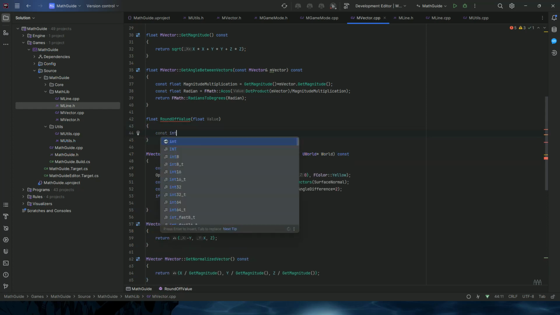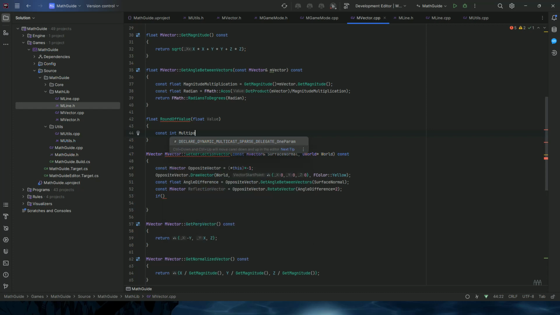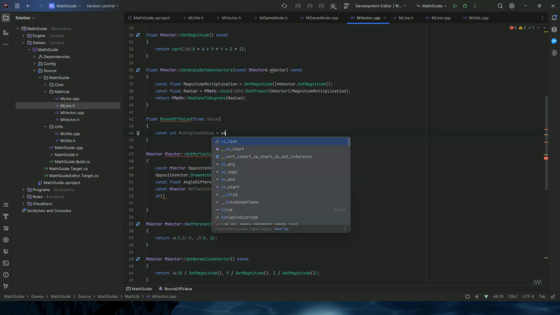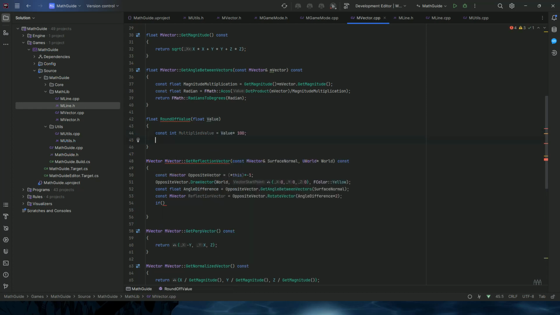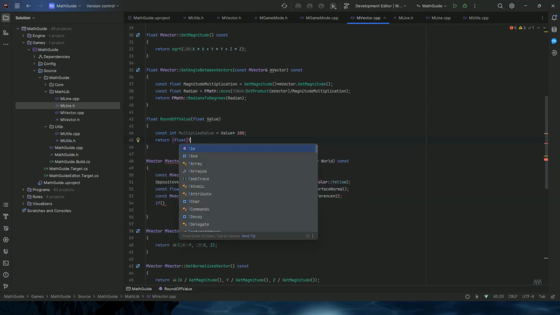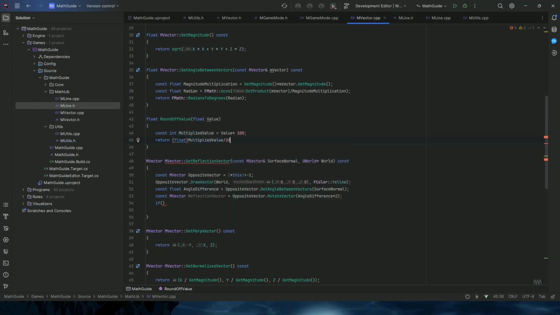So what I will do, const int multiplied value is equal to value into 100 and return float multiplied value divided by 100. So what it will do, let's imagine you have 33.333 something like that. So first it will multiply by 100. So the value, because it is an integer, it will store 3333. So it will be like 43.